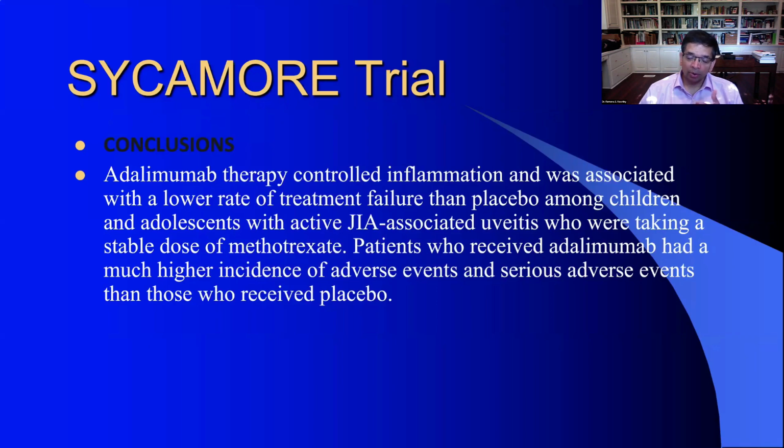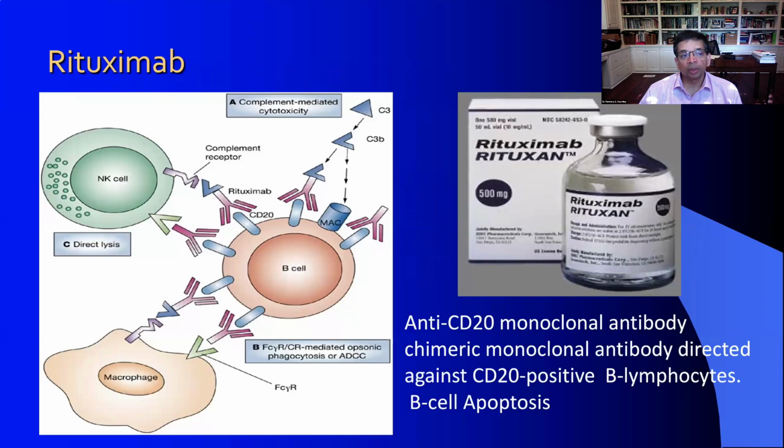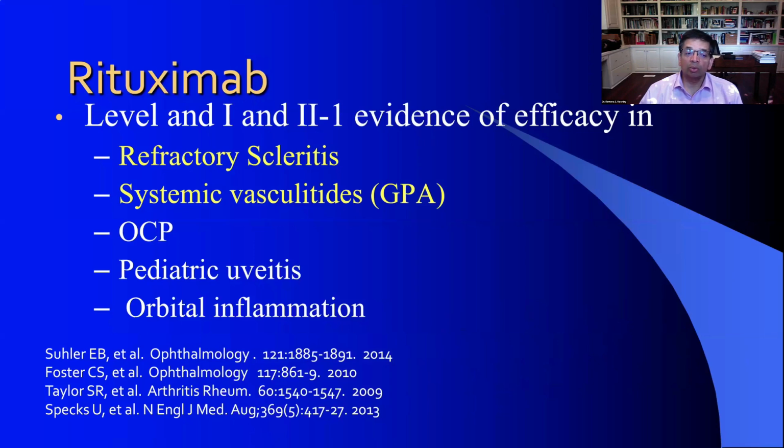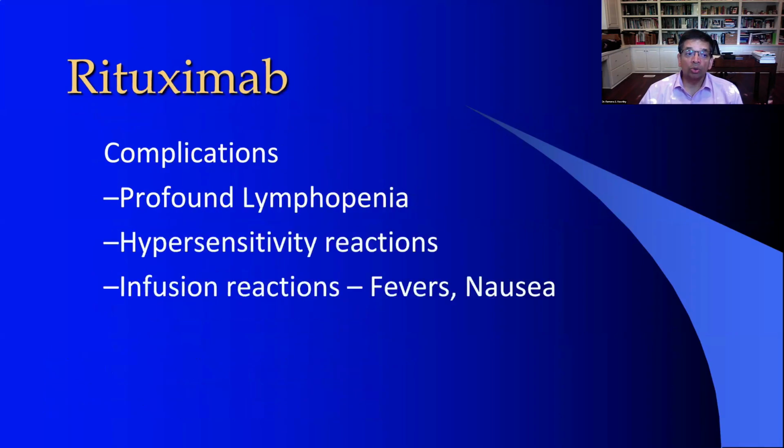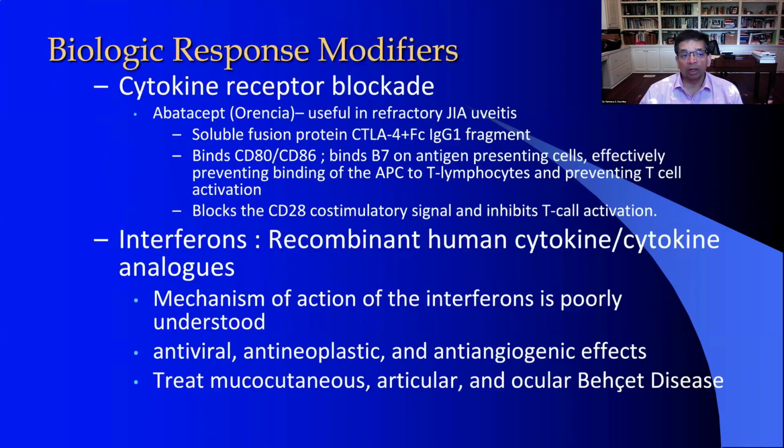And it's important when you're giving adalimumab to children that a pediatric rheumatologist be involved in the care of those patients. There are other biologic agents besides adalimumab that we can use for severe inflammatory disease, but these are very toxic agents. The anti-CD20 monoclonal antibody rituximab has been available for several years. It wipes out the B cells, and it's highly effective in the treatment of refractory scleritis and systemic vasculitis such as GPA. It has its role, but it's an off-label use and it's highly toxic. It can produce profound lymphopenia, hypersensitivity reactions, and infusion reactions.